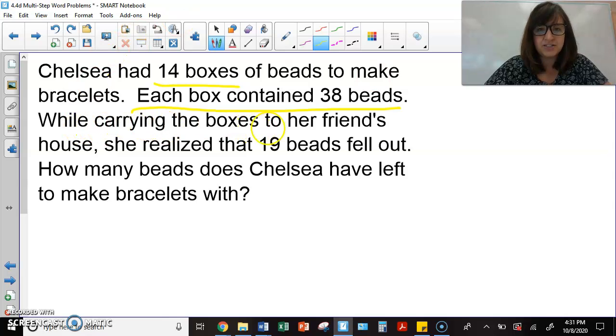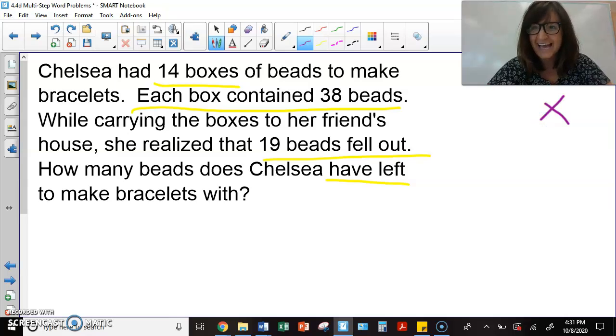While carrying the boxes to her friend's house, she realizes that 19 beads fall out. Well, if something's falling out, it's not there anymore, which means it's going away. And if something's going away, then it's subtraction. So 19 beads fall out. How many beads does she have left to make bracelets with? So my very first step is I'm going to multiply. Okay, I am going to multiply 38 times 14. That is a big problem to solve.